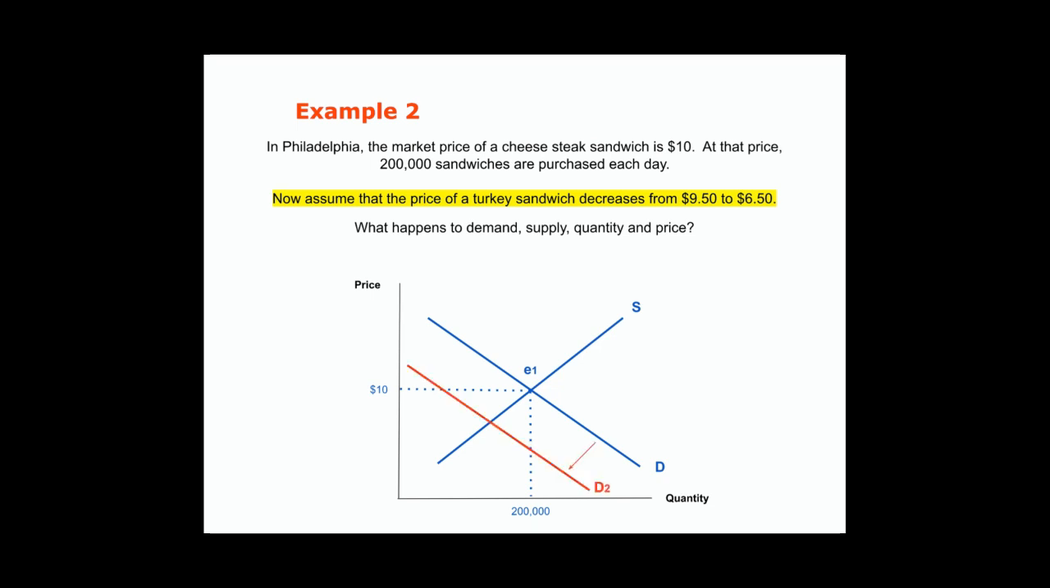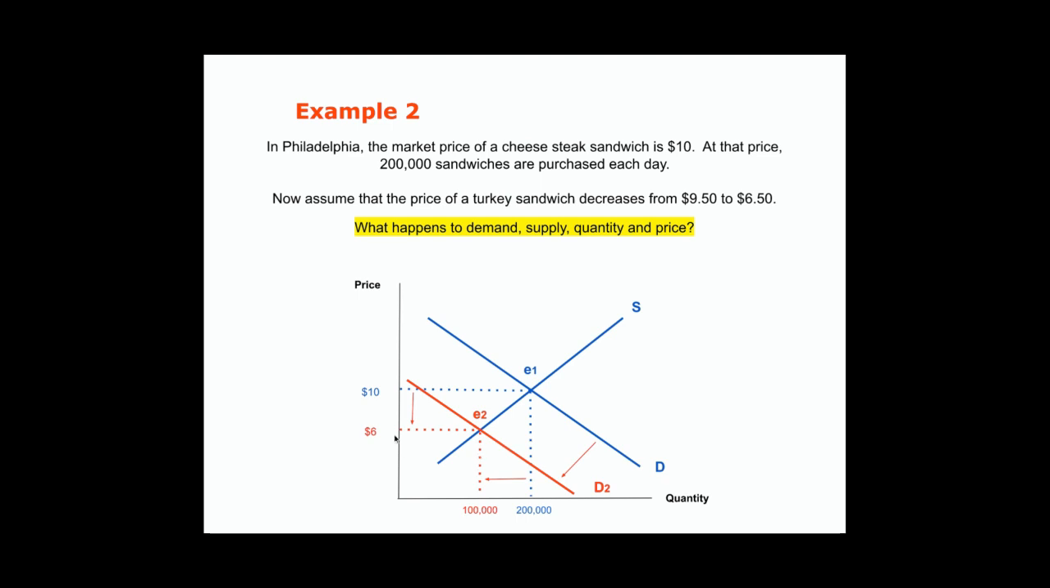Well, we know that's one of the factors that changes demand when the price of a substitute decreases. So when the price of a substitute, the turkey sandwich, decreases from $9.50 to $6.50, the demand for Philadelphia cheesesteaks decreases. Some people who used to buy a Philadelphia cheesesteak will now buy a turkey sandwich. And so the demand shifts down from D to D2.